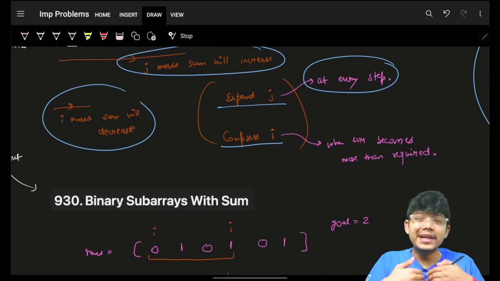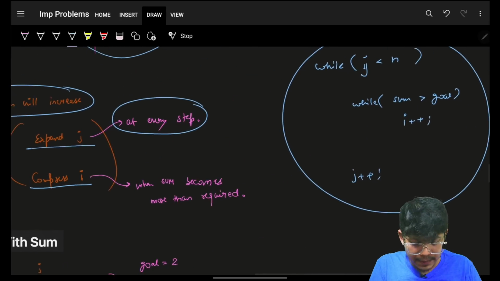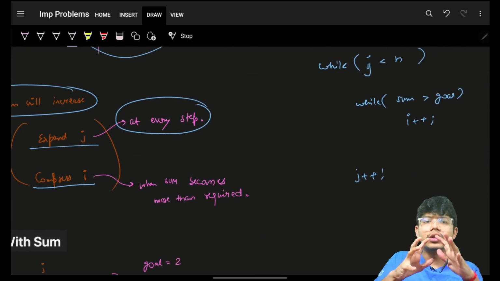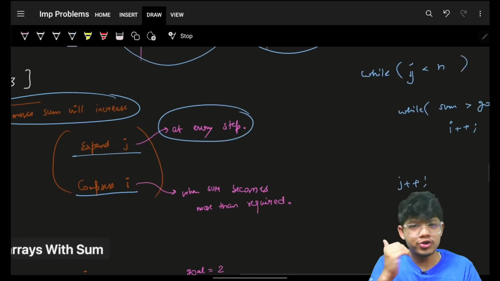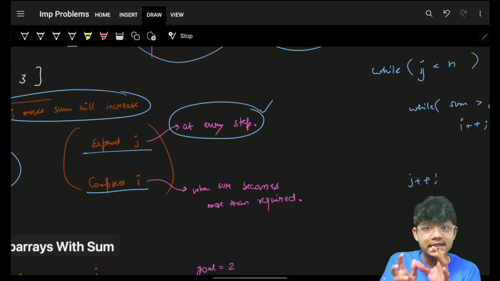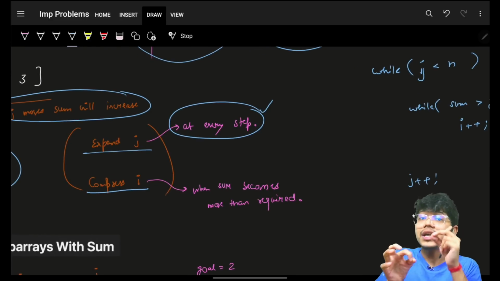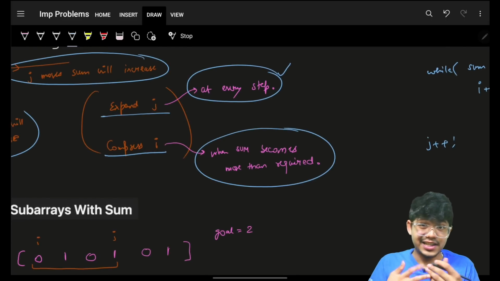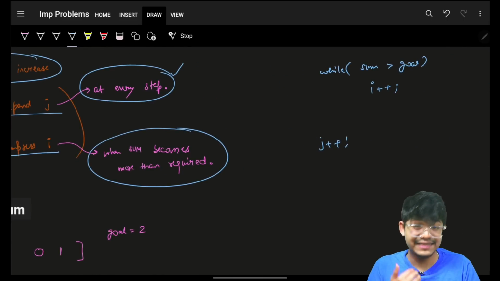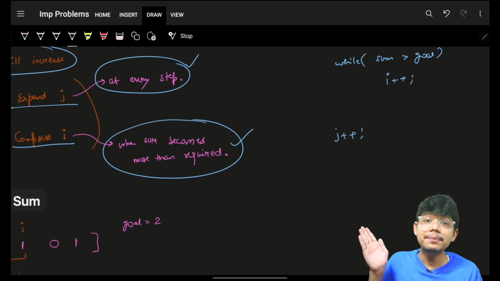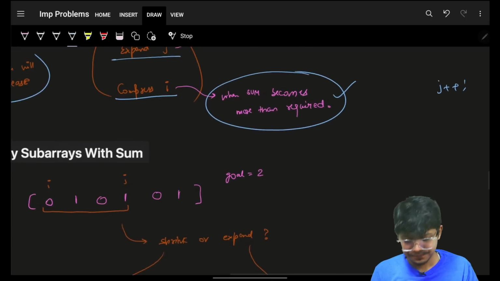And this can be simplified. Again, you can implement it in many other ways, but just to be on the safe side and build a template where we don't have to apply our minds much, we usually have a template that at every step my j will increase, and on the basis of the condition, if my condition has been violated, which was the sum for us, then please increase, or basically please compress your i.